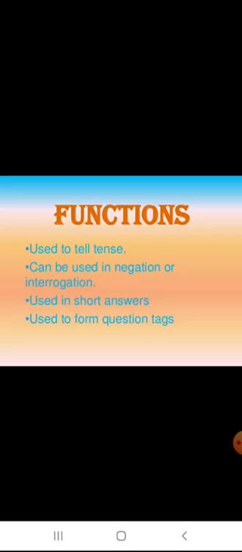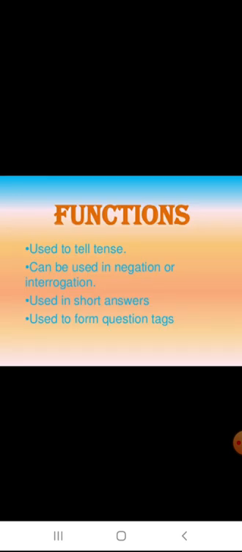The helping verbs we can call auxiliary verbs also. The main verb will do the action. The main verb is the most important word. What action the subject is doing, that is the verb. The helping verb comes before the main verb. We use the helping verb, the auxiliary verb, before the main verb.